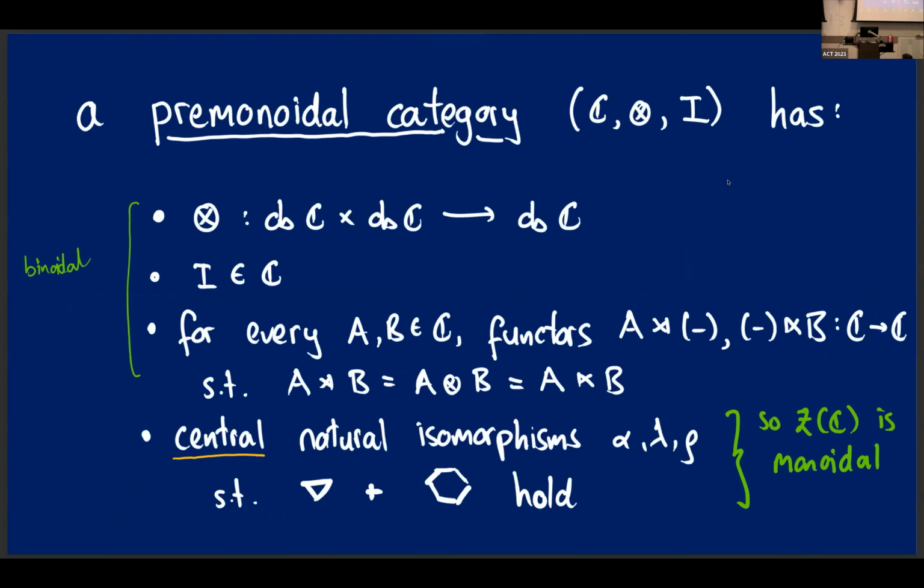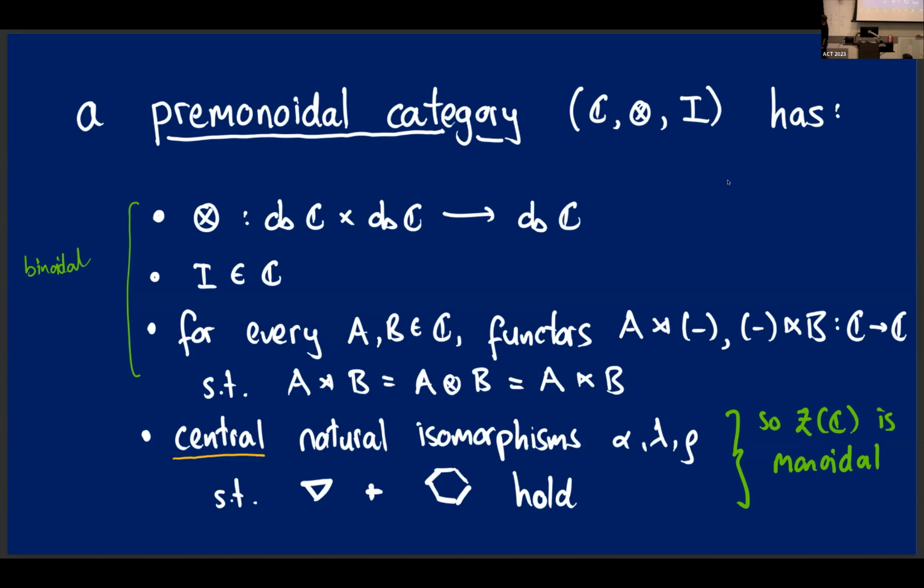That's the first 3 points, 1, 2, 3. And then I ask for these natural isomorphisms like in a monoidal category, alpha, lambda, and rho. I take the same axioms as a monoidal category, the triangle and the pentagon law, and instead of just taking those generally, I need to ask for them to be central. So really they live in the center. And a consequence of this is that the center is monoidal, okay?